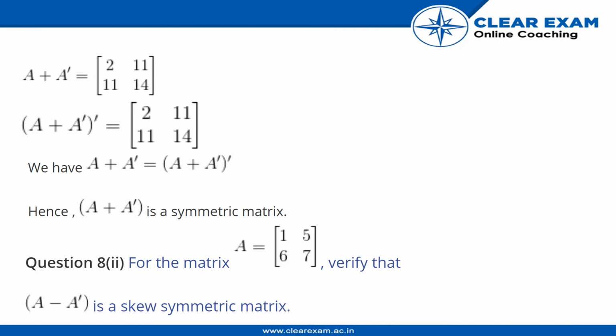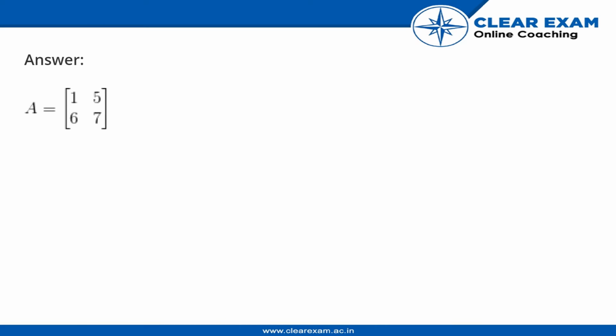Let's move on to the second part. For the matrix A = [1, 5; 6, 7], verify that A minus A transpose is a skew symmetric matrix. The answer is A = [1, 5; 6, 7], taken from the question. A transpose would be [1, 6; 5, 7]. A minus A transpose would be [1, 5; 6, 7] minus [1, 6; 5, 7].